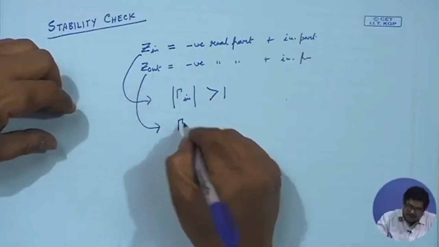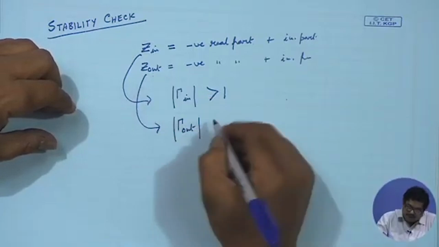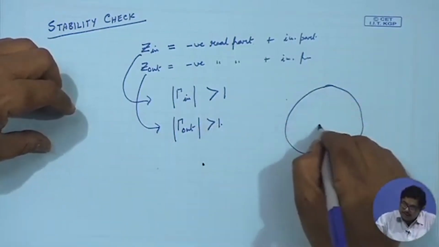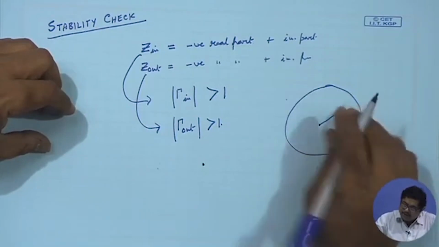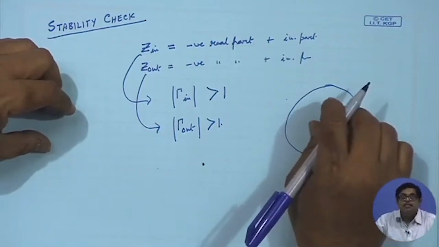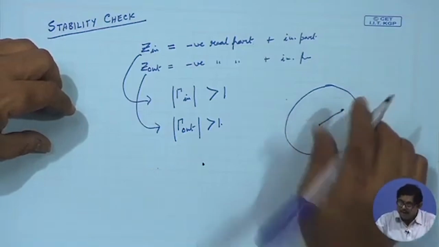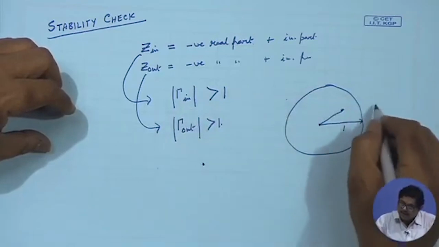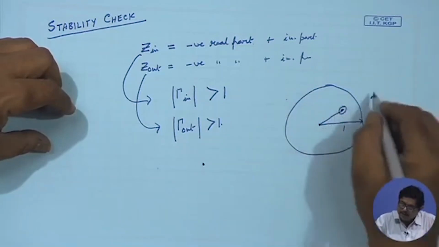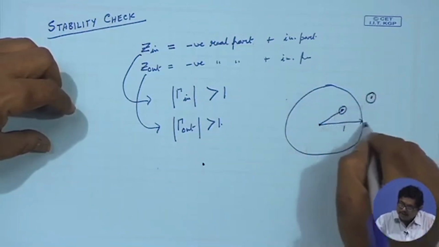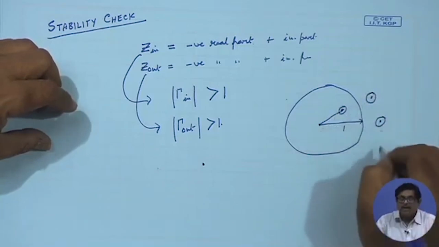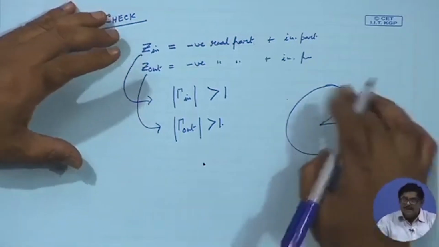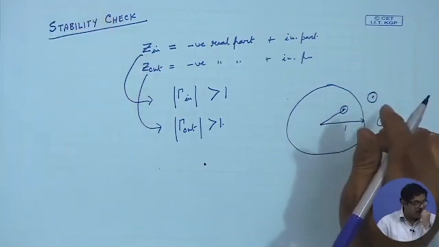Similarly for Zout, the magnitude of gamma out will be greater than 1. Because I know in the Smith chart, suppose this is the point, this is the magnitude of gamma, and generally this radius is 1. So if gamma in is greater than 1, this point, instead of being here, is going here, or here, like this. That means it is going out of the passive Smith chart of unit circle.